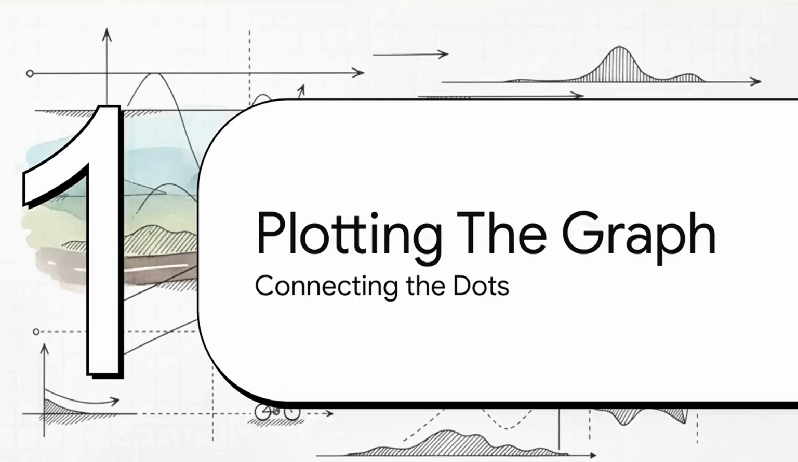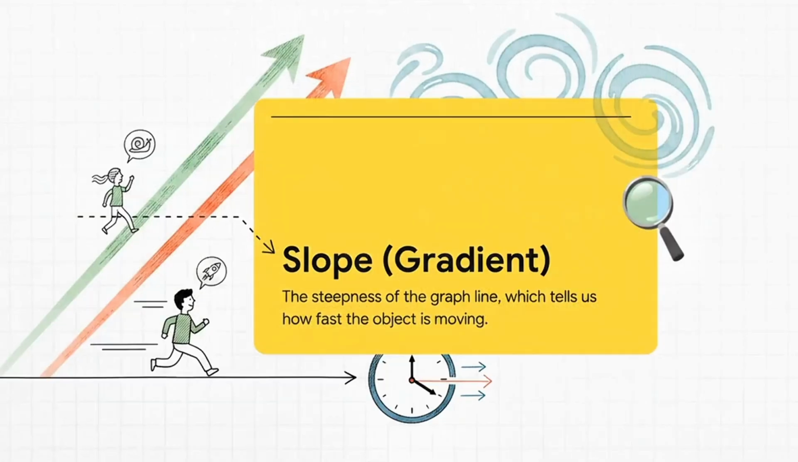Section 1. Plotting the graph, connecting the dots. Now, by just taking our table's coordinates, 0 to 0, 6 to 540, and so on, and connecting the dots, we literally reveal the exact visual shape of Tisha's motion over time. So, what is this newly drawn shape actually telling us?